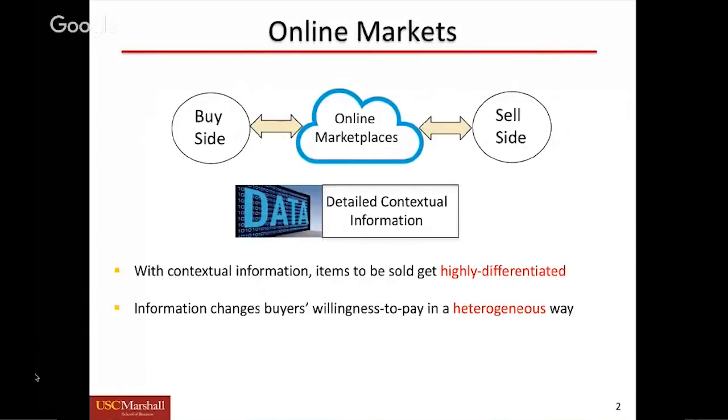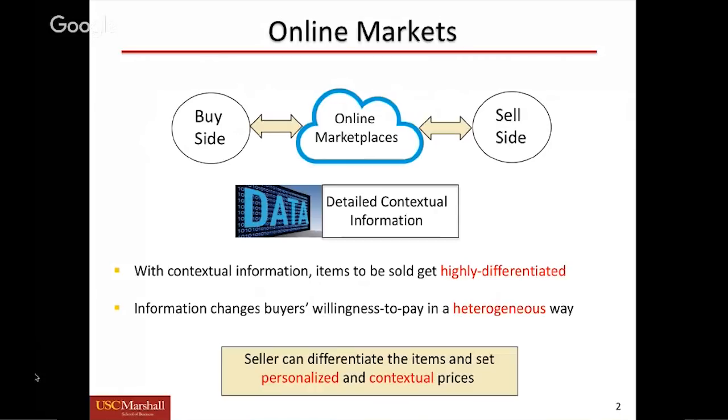Okay, to set the stage, let me start with online markets. These are platforms that connect the buy side to the sell side of the market. Living in the era of data deluge, we are easily gathering massive amounts of fine-grained data, not only on both sides of the market, but also on the items that are going to be sold in these online marketplaces. Because of this fine-grained information, the items to be sold are getting highly differentiated. And you are also dealing with heterogeneous customers. For a single item, different customers will value it differently. So we have both heterogeneous customers and highly differentiated products, and the seller wants to leverage this contextual information to optimize the prices.